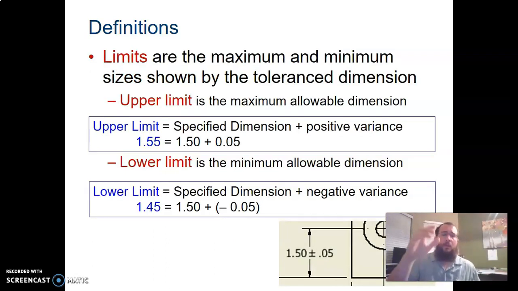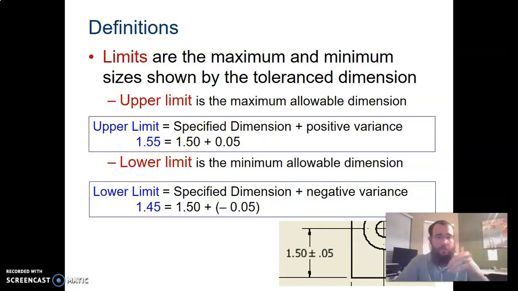Now, when we're talking about tolerancing, you also need to think about limits, an upper limit and a lower limit. I've already mentioned it several times. An upper limit would be take the specified dimension and add the positive variance. So 1.5 plus 0.05, that's 1.55. A lower limit would be subtracting them. That would be 1.45.